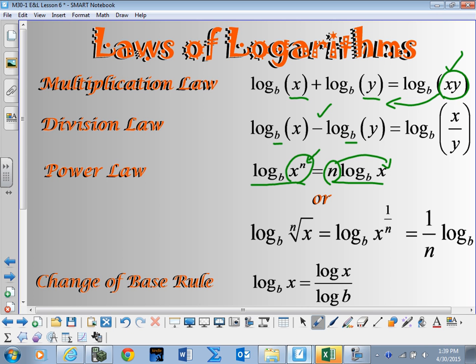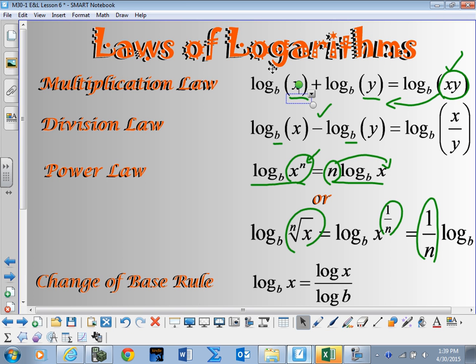When you have a number or a coefficient in front of the log, that can be moved up to the exponent position. So back and forth that way. Now if we have a radical, so lots of times you see radicals in this position, we could change that radical to an exponent that's a fraction, and then that can be moved into the coefficient position or in front of the log.